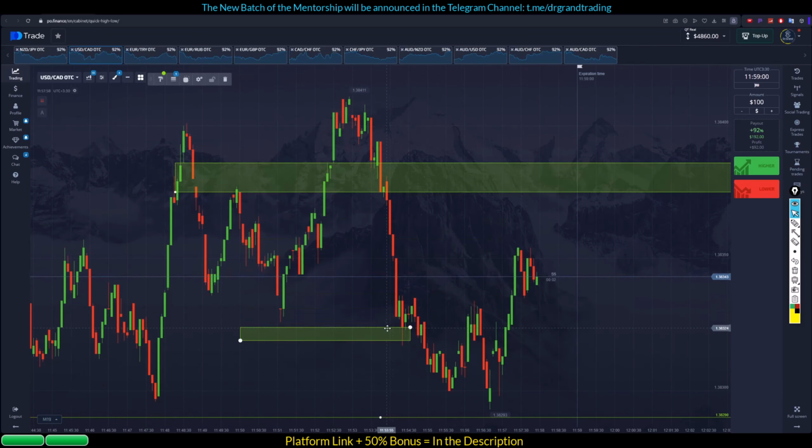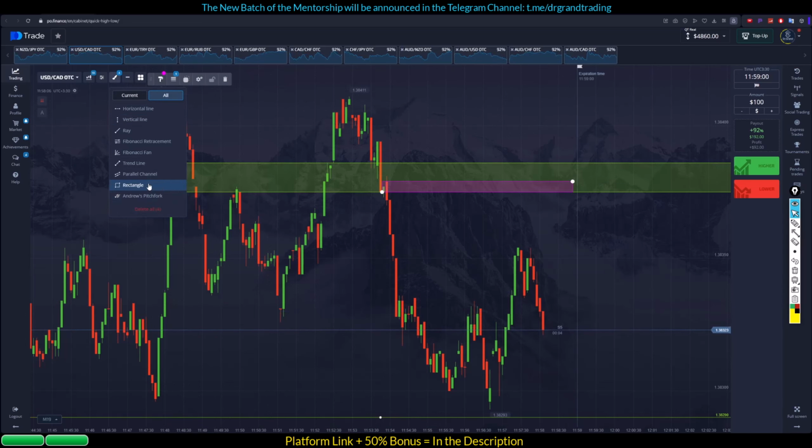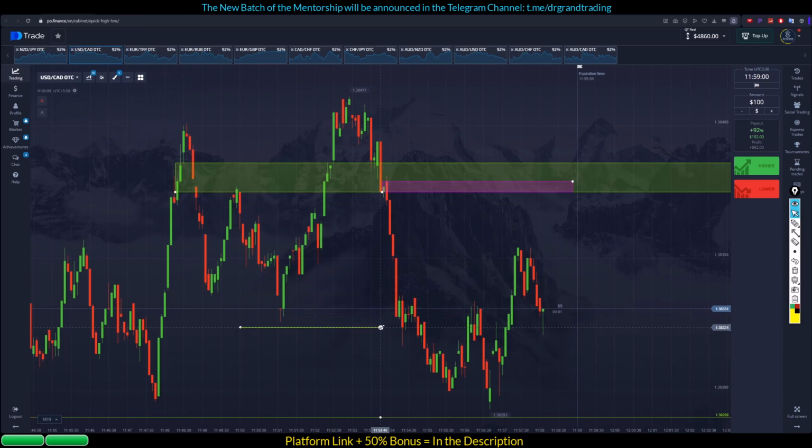You see that we got one here as a supply area. If I mark this as a blue one, no, pink one. And then we're gonna have one more up there, as you can see, this one. So my entry is gonna be one of them.